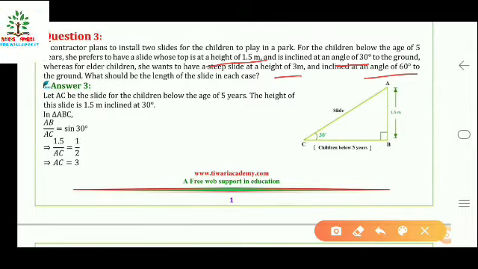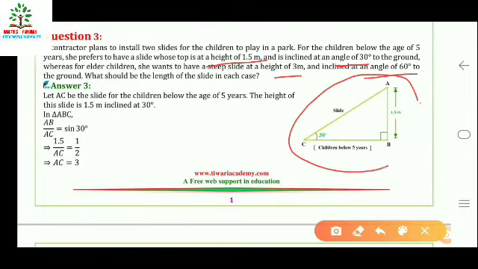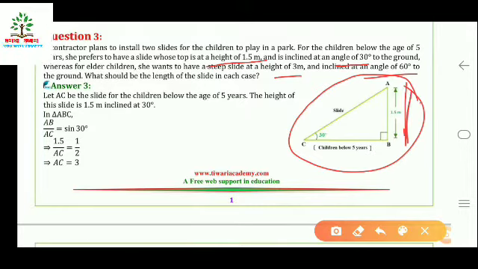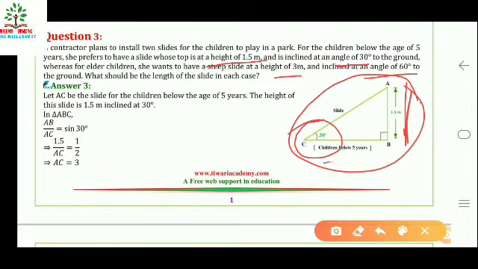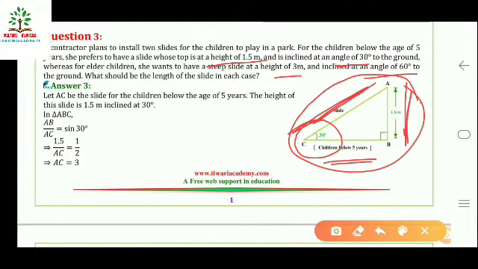So first we have drawn the first figure for the first part, when the height is 1.5 meter, that is AB is 1.5 meter, and this angle of inclination is 30 degree. This is for the children below 5 years. So we have to find the length of the slide. Again, in this right angle triangle, we can see that height is given to us and the angle is given to us. We have to find the hypotenuse.